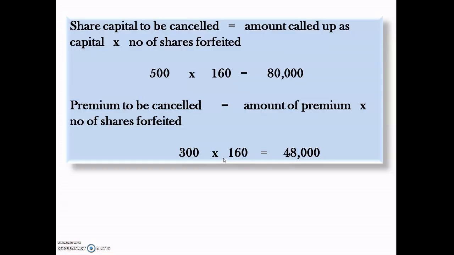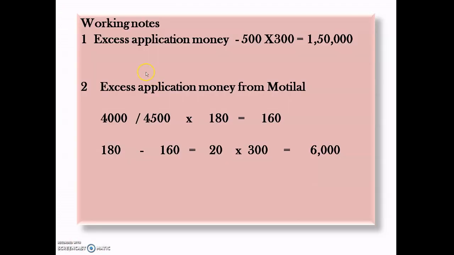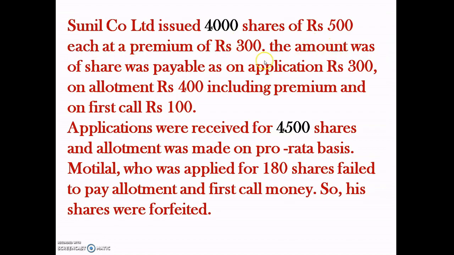See the next, share capital to be cancelled, amount called up as capital, multiply with number of shares forfeited. So here amount called up as capital is here 500. See here, this one 500. Amount called up as capital is 500.